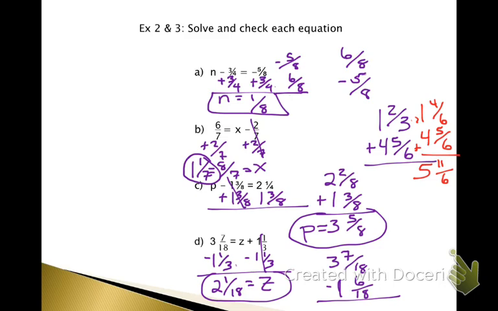Well, that's a problem. You can't leave it 11 over 6. So I would have to figure out how many times 6 goes into 11. That's 1 time, 5 left over. And now you have 5 plus 1 and 5/6. So now you add them together. So it's 6 and 5/6. And there's your answer. That's how you would do that.